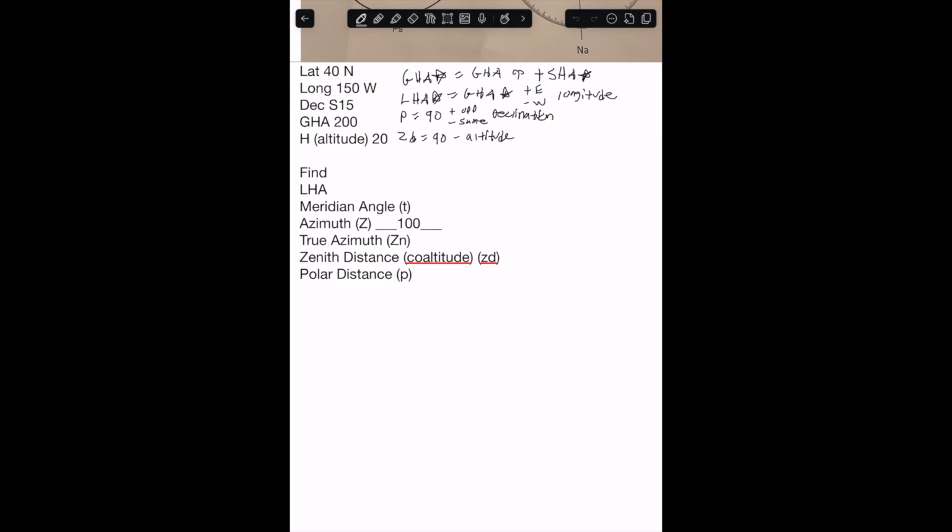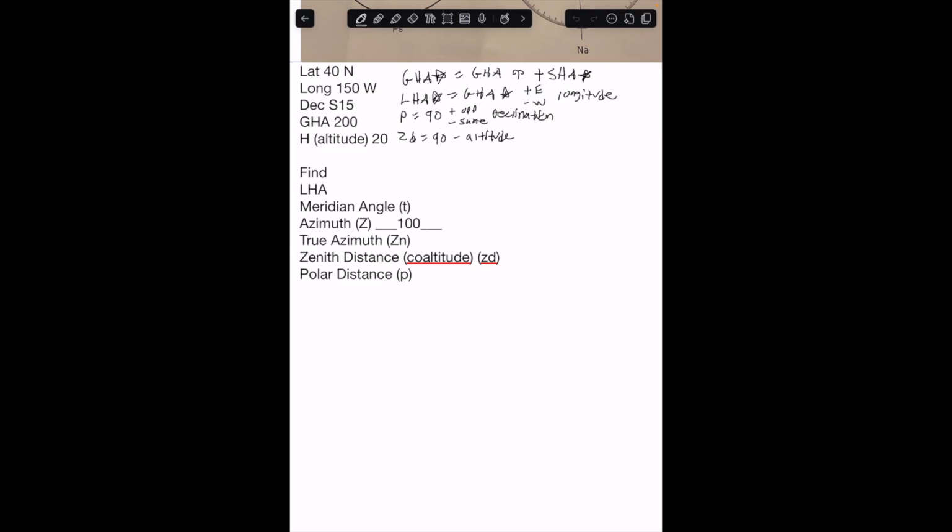I've got an easier one that I've pulled from the homework, and then a slightly harder one that I've pulled from the supplement. And we're going to start with the easier one. Before we get started, there's a couple of formulas that you're going to have memorized. That is the formula for the GHA of a star, which is the GHA of Aries plus the SHA of a star. The LHA of a star, which is GHA of the star plus east minus west longitude.